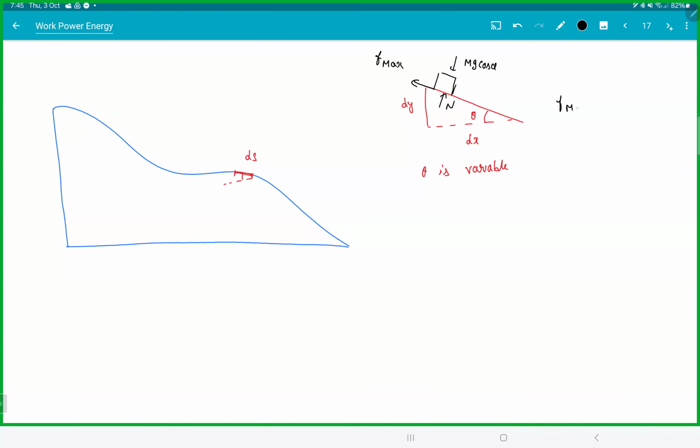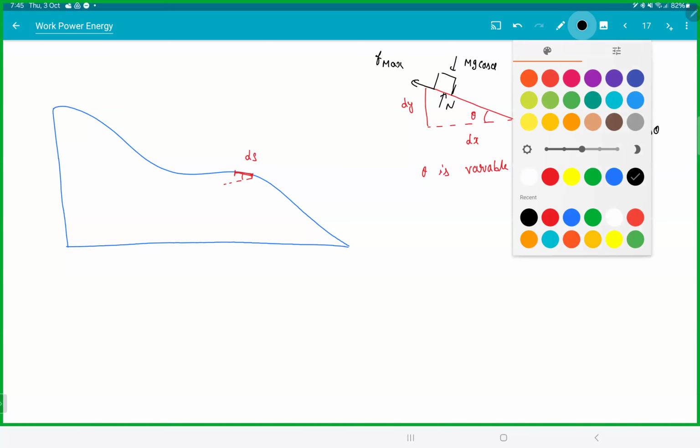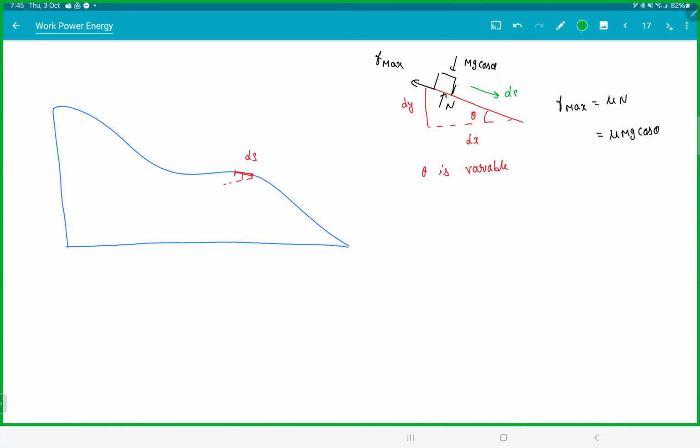So we get F max equal to mu into N, which is mu mg cos theta. Since it is going downward, this will be the displacement ds. So the small work done for this small ds will be minus F max ds, minus mu mg cos theta into ds. But what is ds cos theta? Cos theta is dx by ds, adjacent side by hypotenuse. This becomes minus mu mg dx. This is the small work done.